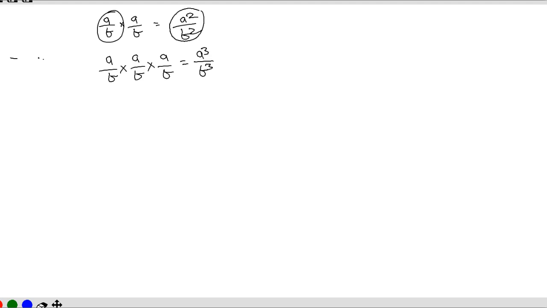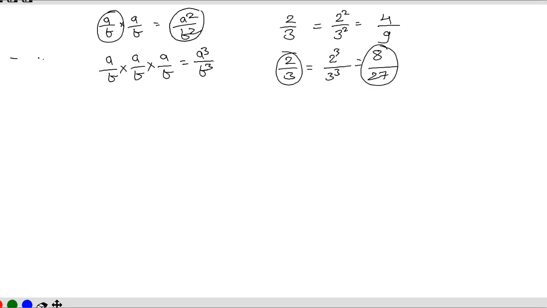So it is very simple to find the duplicate ratio or triplicate ratio. For example, what will be the duplicate of 2/3? For duplicate, just multiply 2/3 by 2/3, so it will become 2 power 2 upon 3 power 2, that is 4 upon 9. What will be the triplicate ratio of 2/3? 2 power 3 upon 3 power 3. 2 power 3 becomes 8 and 3 power 3 becomes 27. So this is the triplicate of 2/3.